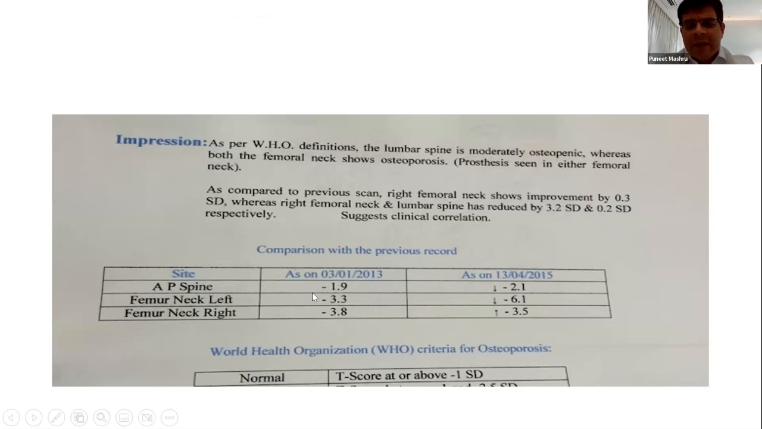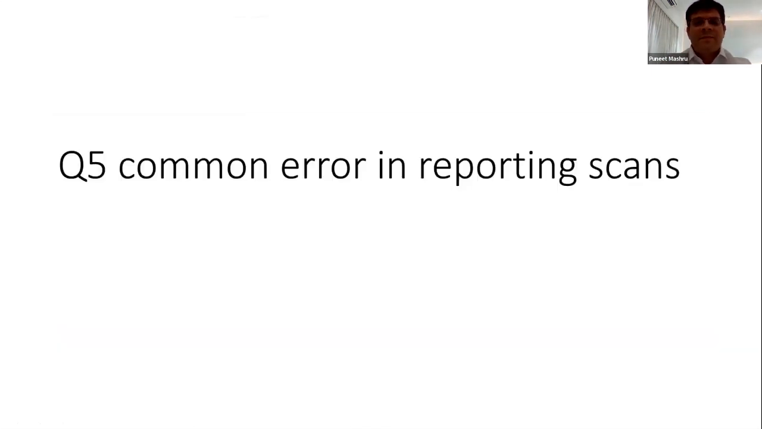So we can see that for comparison, they have used T-scores and they have said that there's a decrease of minus 2.1 to minus 6. But we compare the BMD values and not the T-scores.